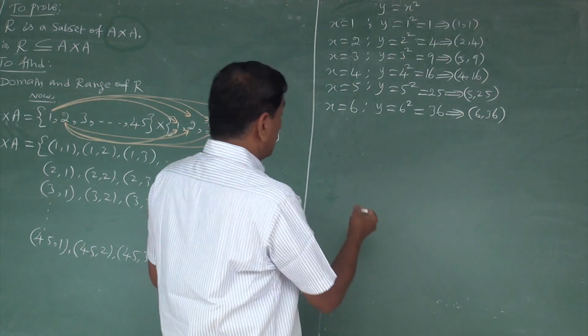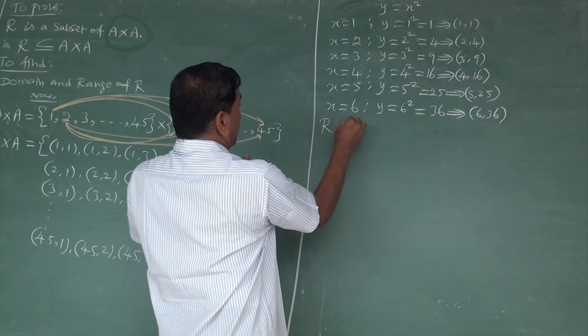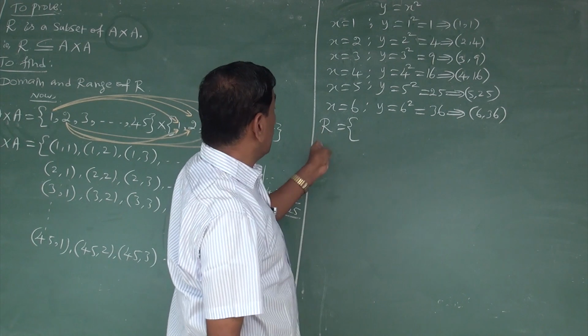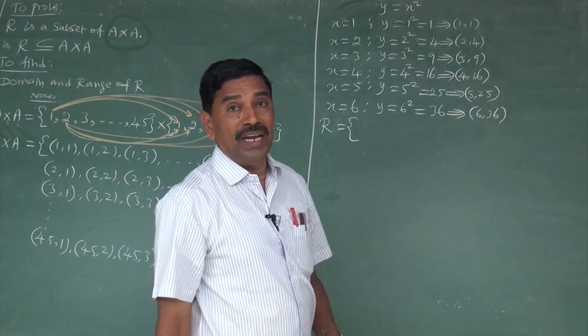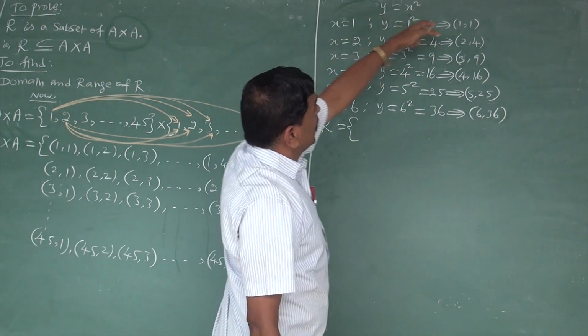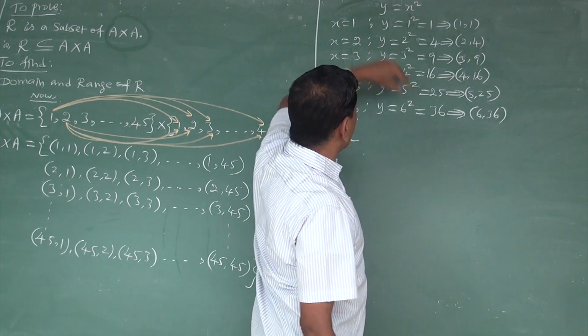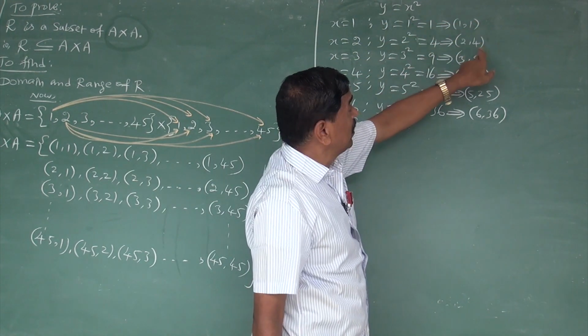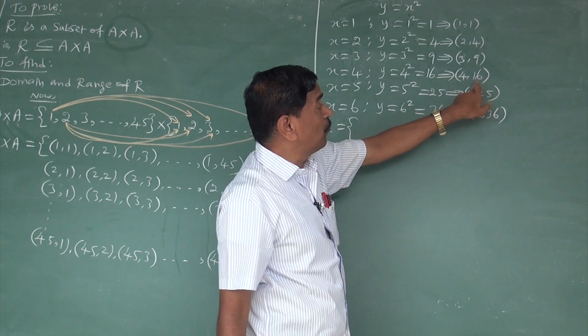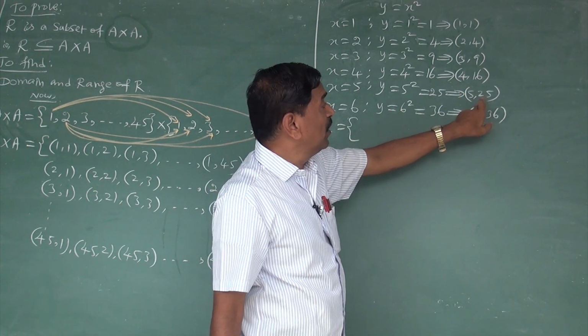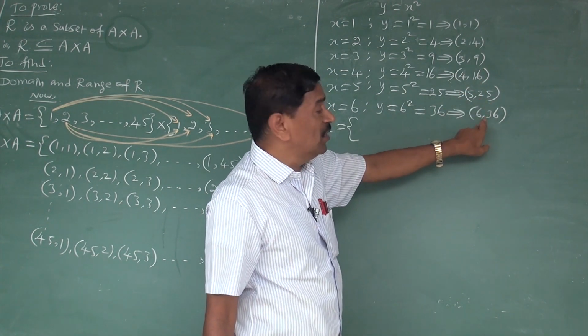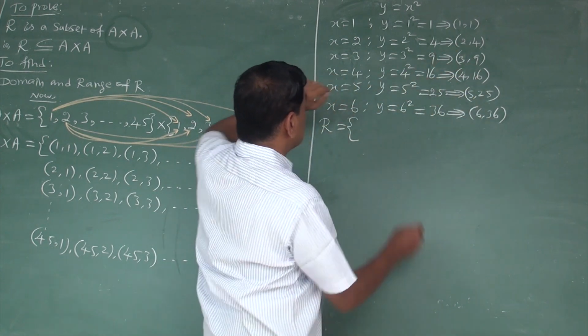Now I want to write the ordered pairs. The relation R is given by the ordered pairs. That is, R contains how many elements? 1 comma 1, 2 comma 4, 3 comma 9, 4 comma 16, 5 comma 25, 6 comma 36. Okay, list out.